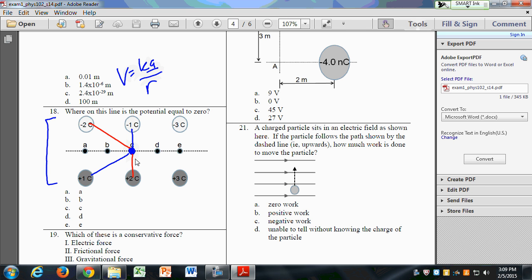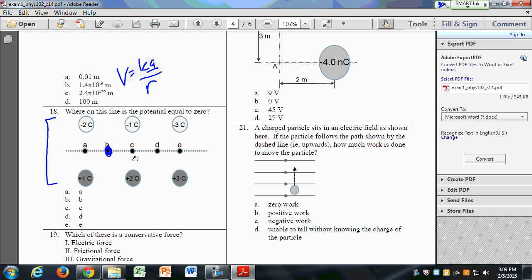Now, these two charges, their potentials do cancel out. So those two charges contribute a net potential of 0, but the others do not. So C was not the right answer because the potential is not 0. The right answer is, what is it?